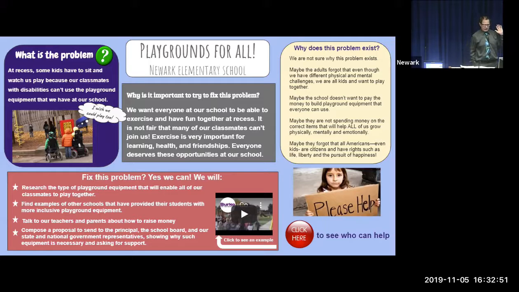So they've come up with an idea. You work this out with them. They've all decided that we're going to work on one project with your group of 6 to 8 kids. This one was playgrounds. So this is actually up here at Newark Elementary School. They decided that they wanted to have more inclusive playgrounds. So they came up with a title for this.